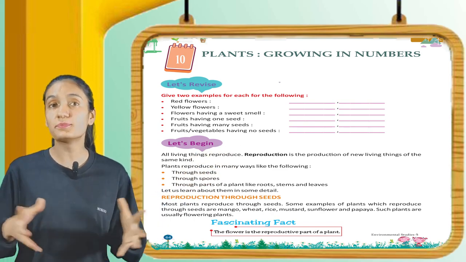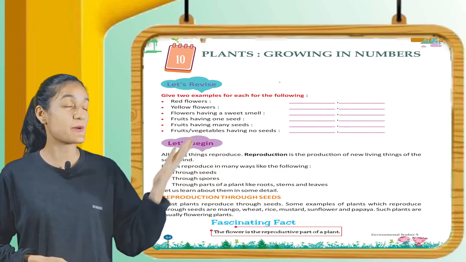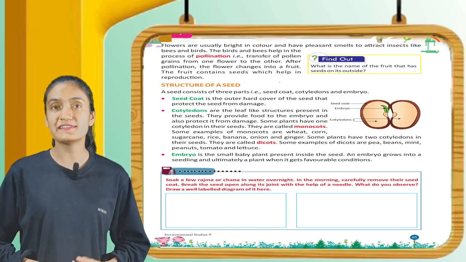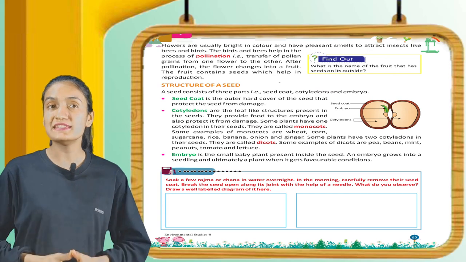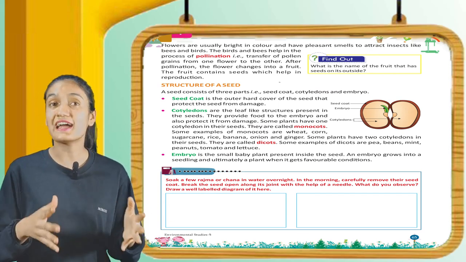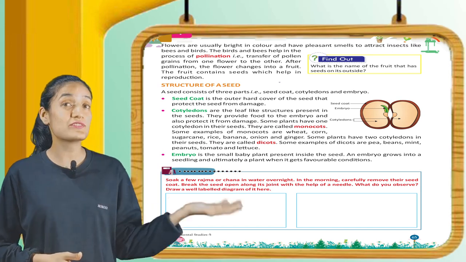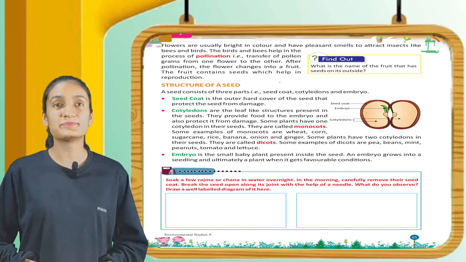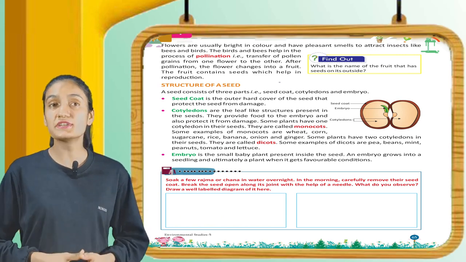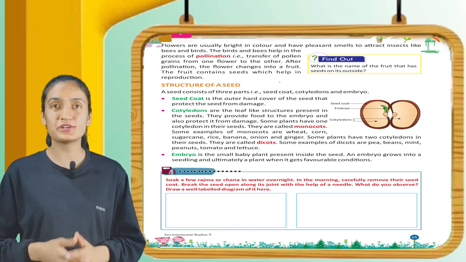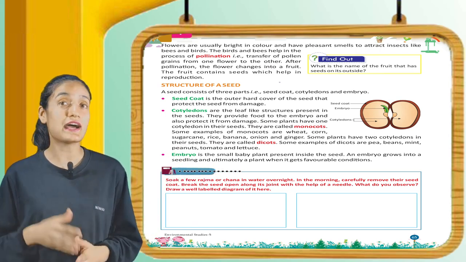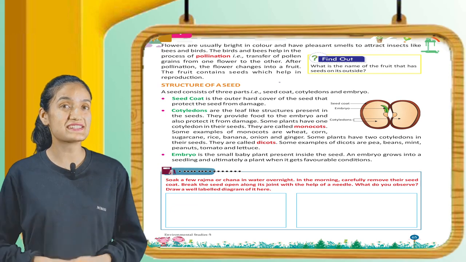The flower is the reproductive part of a plant. Flowers are usually bright in color and have pleasant smells to attract insects like bees and birds. The birds and bees help in the process of pollination, that is, transfer of pollen grains from one flower to the other. After pollination, the flower changes into a fruit. The fruit contains seeds which help in reproduction. Now it's time to find out what is the name of the fruit that has seeds on its outside.